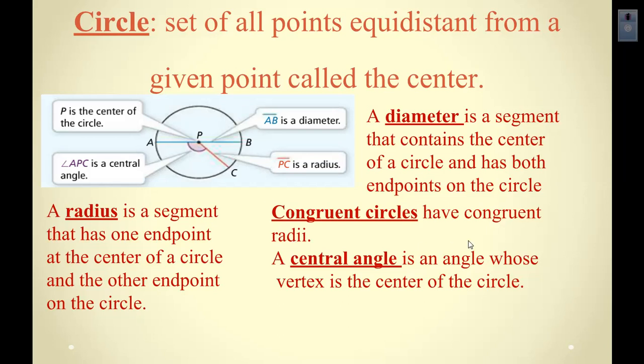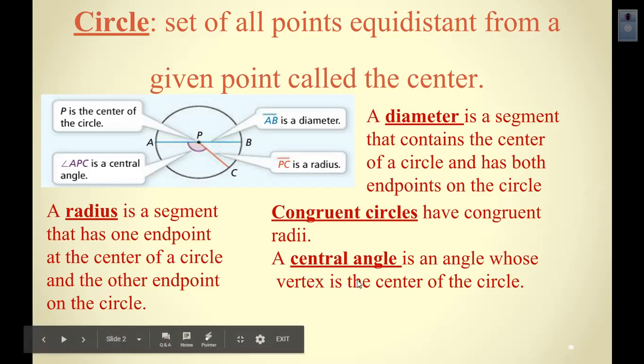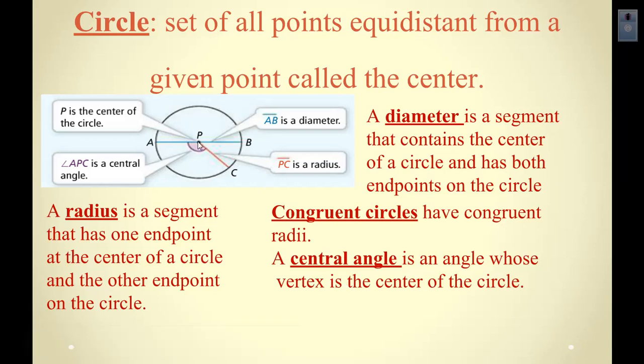And a central angle, which we've discussed before, is an angle whose vertex is at the center of the circle. So this right here, this purple arc, this is angle APC. We name it by a point on the circle, the center as the vertex, and the other point on the circle. And this is the arc we're talking about. This is a central angle.